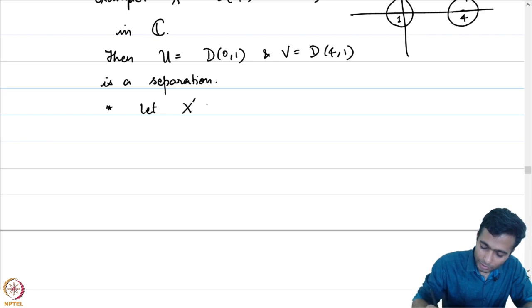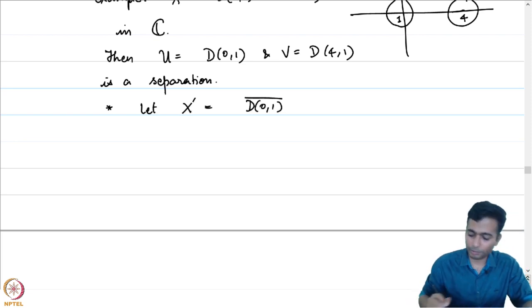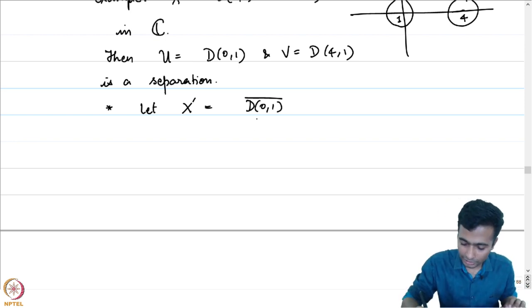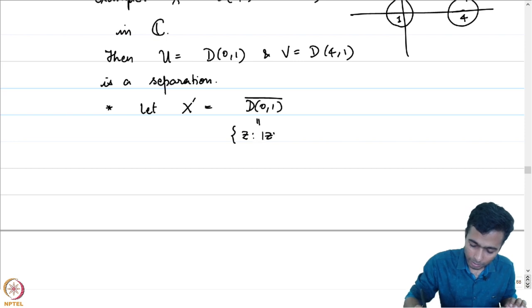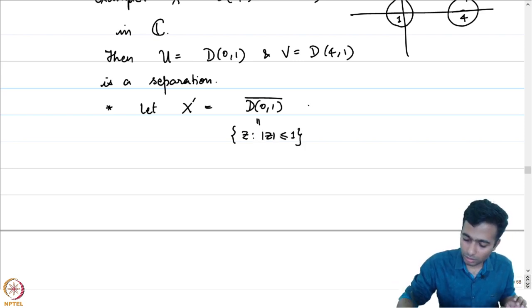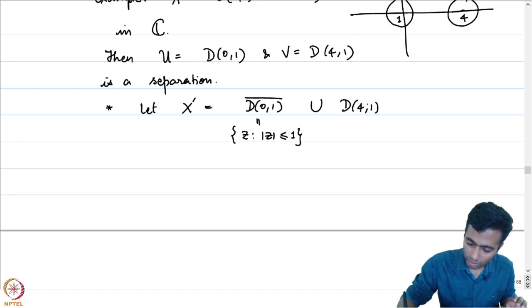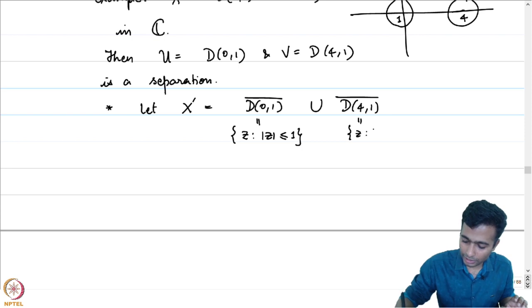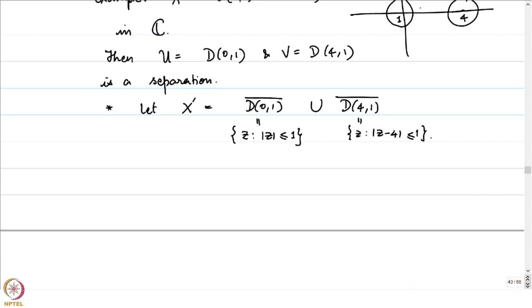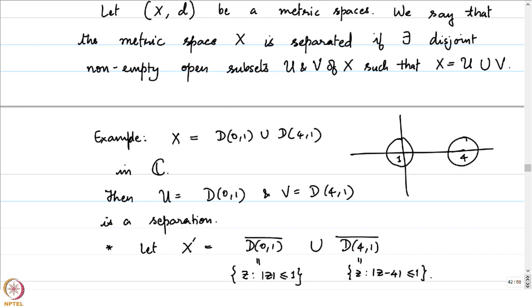Let X prime now be equal to D(0,1) bar. So I'm putting this as a closure in C, but you should check that this is exactly the same as the set of all z such that mod z is less than or equal to 1, union D(4,1) bar, the set of all z such that the absolute value of z minus 4 is less than or equal to 1. So basically in this picture, when we considered X, we were not looking at the boundary, which is here the unit circle and the circle of radius 1 around 4. These were not considered when we considered X. But when we are considering X prime, that set is also part of it.